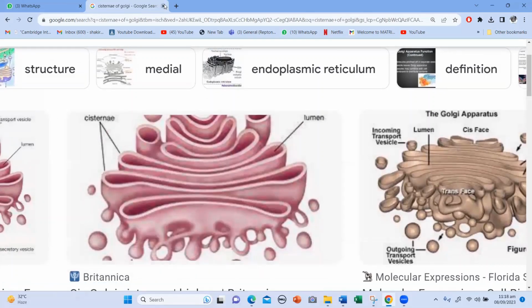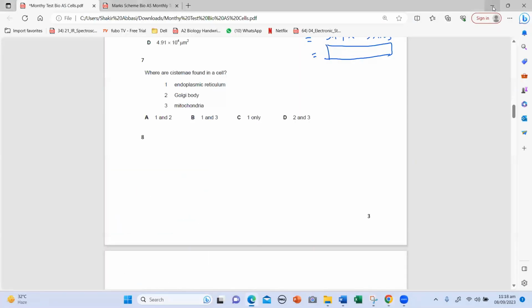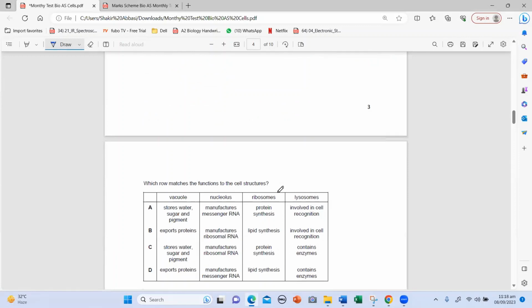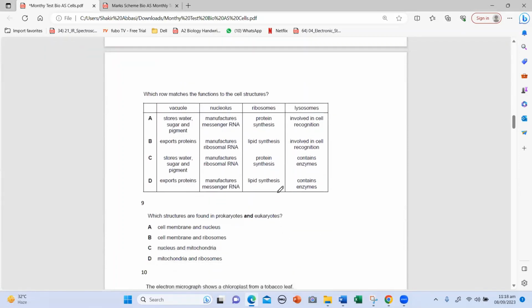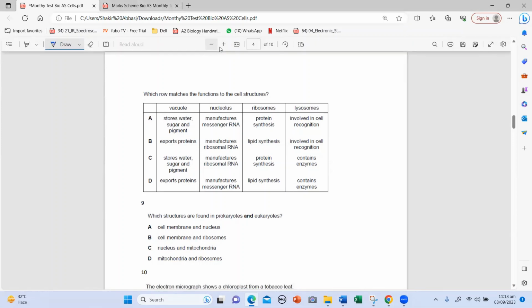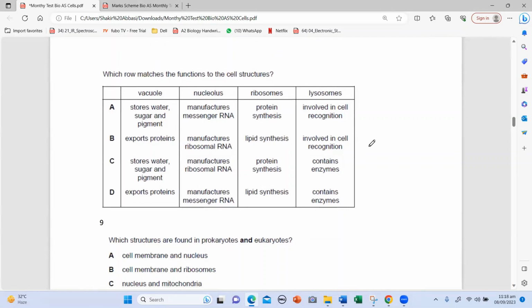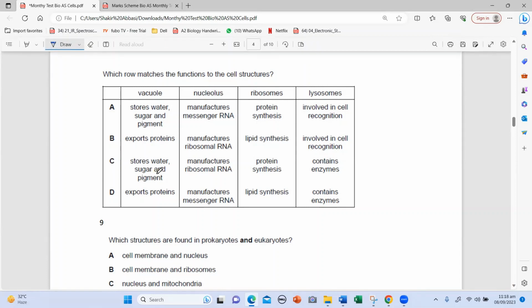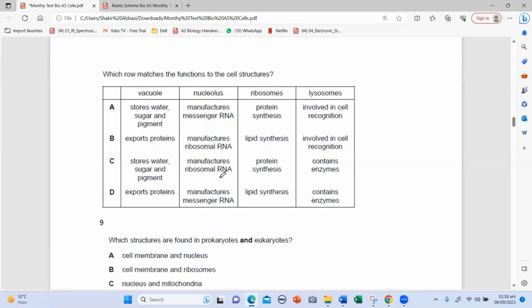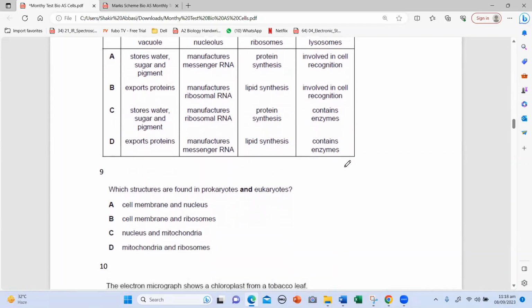So let's go back to what we were doing. Dear students, 7 was alpha. Now question 8 is about which row matches the function of the cell structure. So this is Charlie because vacuole stores sugar and pigments. You know, pigments are the ones which give color to the plants. So chlorophyll is a pigment found in leaves and chloroplast. But there are many other pigments which are found in the vacuole. And vacuoles also store water and sugar. Nucleolus makes ribosomal RNA. We have studied this. Ribosome makes protein. And lysosome contains hydrolytic enzymes.